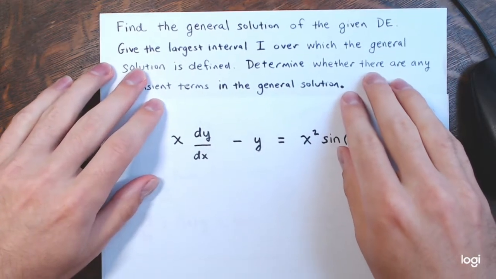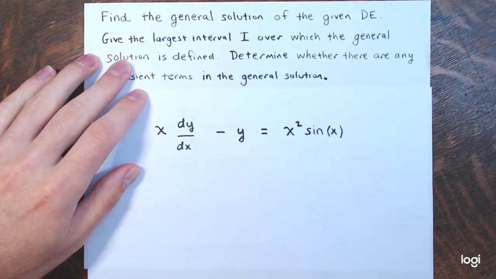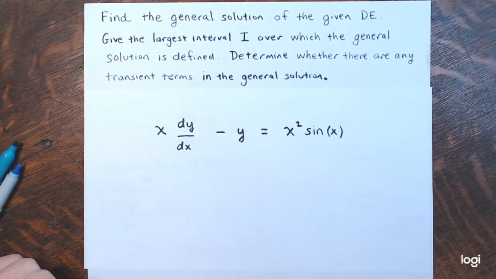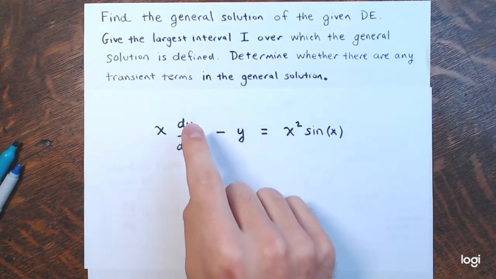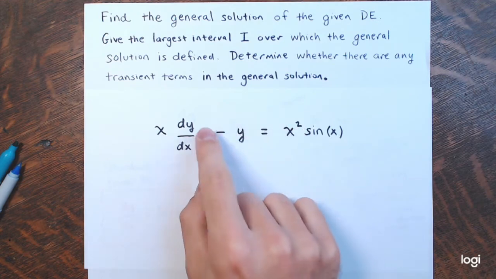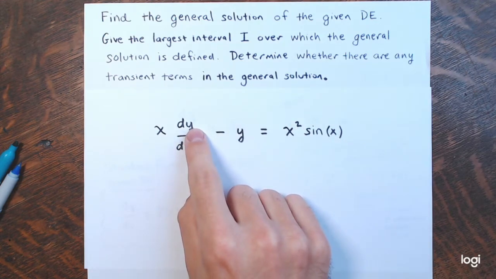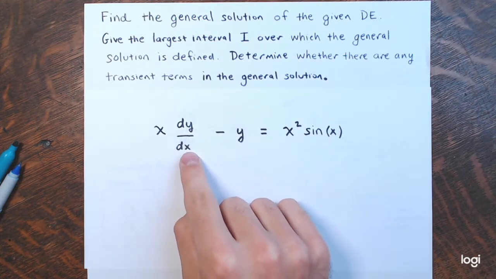So find the general solution of the given differential equation. Give the largest interval, call it I, over which that general solution is defined, and determine if there are any transient terms in that general solution. All right, so there's another one with y's and x's. Again, they don't have to be y's and x's. And yet again, it looks like we're treating y as the dependent variable and x as the independent variable.